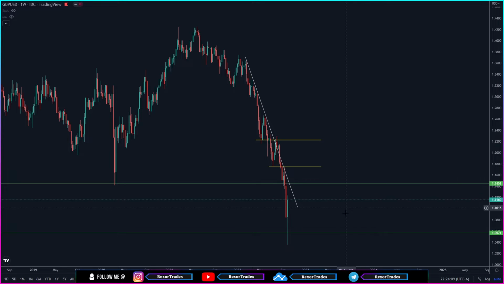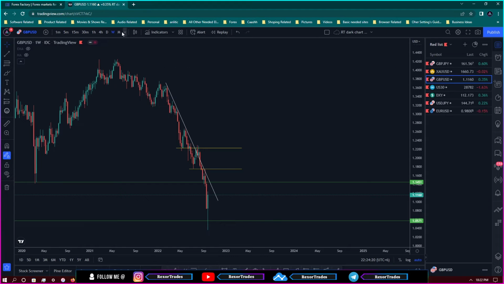Now, I do have a bullish bias on GBPUSD for the upcoming week, seeing this huge bullish engulfing candle close over here, but then again it could also go for some retracements before doing that. So let's go to an even shorter time frame, like a daily time frame.